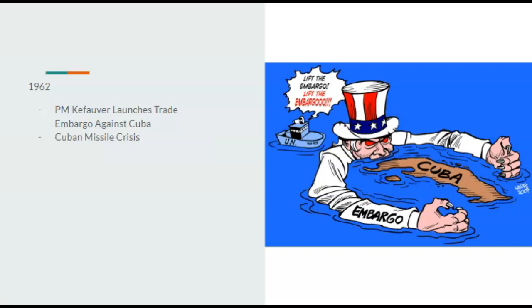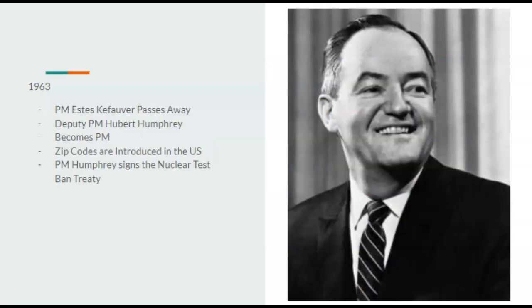But going on to 1963, sad news is that Estes Kefauver would still pass away. He passed away in 1963, and so he would still do the same here. His big shining moment as Prime Minister would be his negotiations of the Cuban Missile Crisis. Thus, his Deputy Prime Minister Hubert Humphrey would succeed him as Prime Minister, and he was running for Prime Minister anyway, so this just works out.